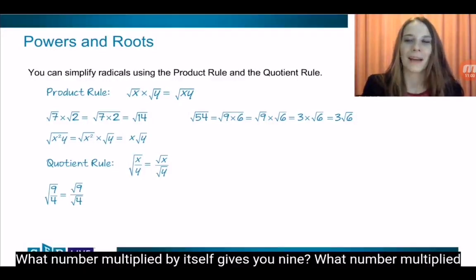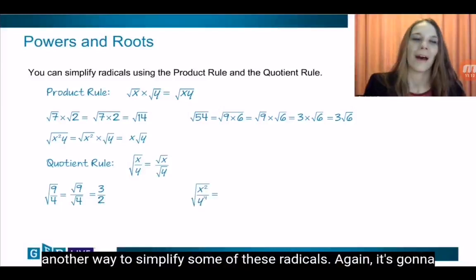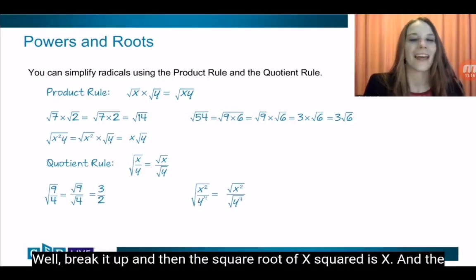What number multiplied by itself gives you 9? What number multiplied by itself gives you 4? There you go. That is 3/2. And so that's another way to simplify some of these radicals. Again, it's going to work the same way if you have variables rather than numbers. We'll break it up, and then the square root of x squared is x.